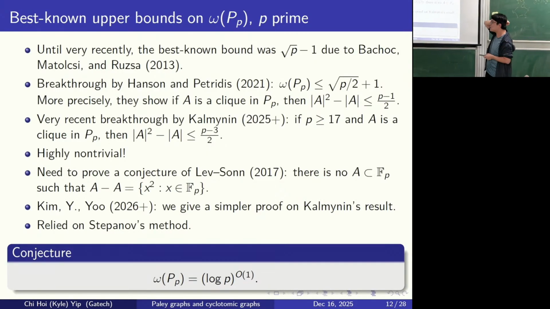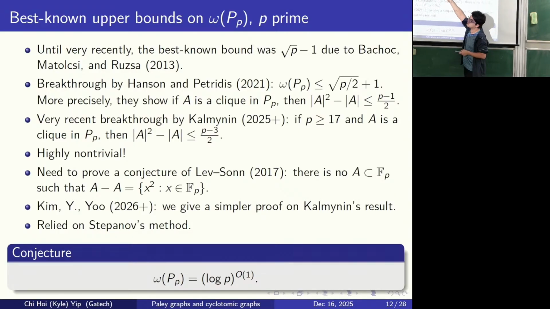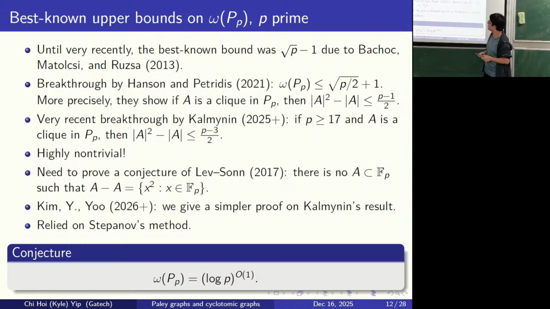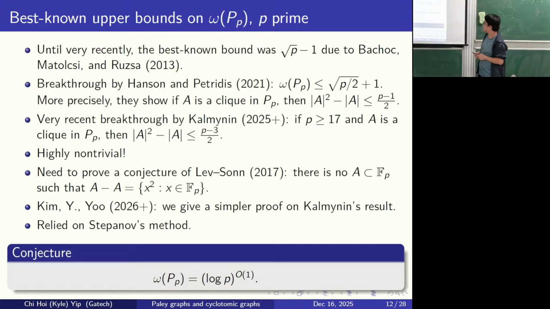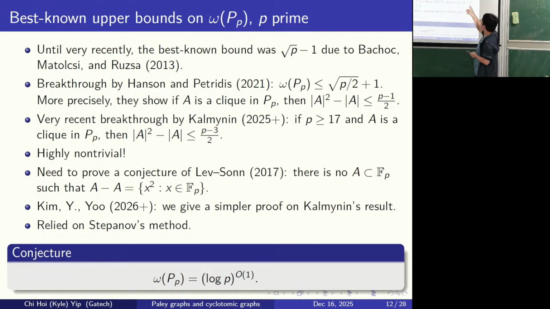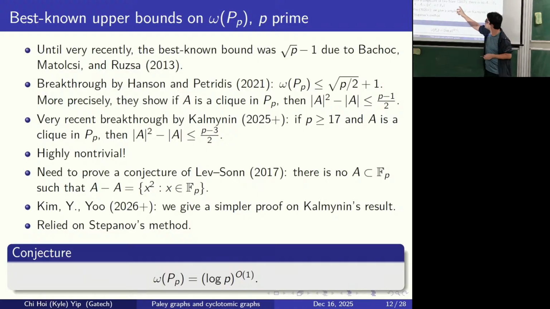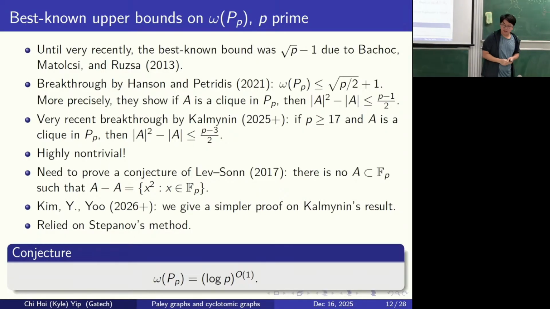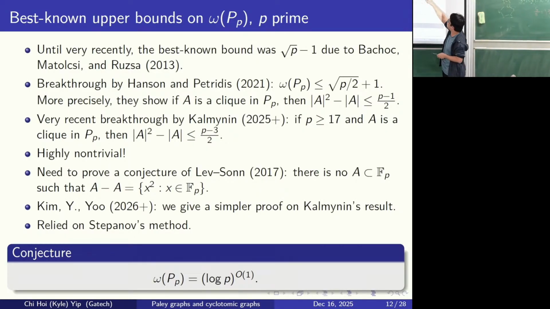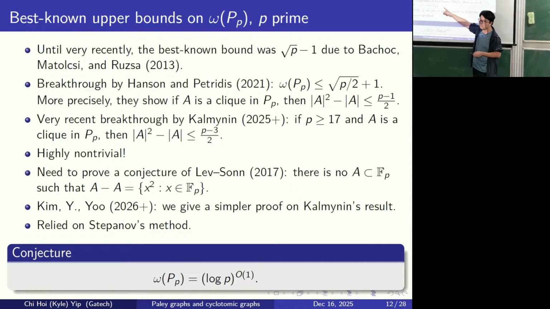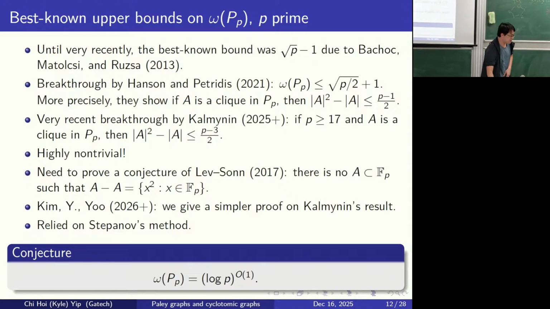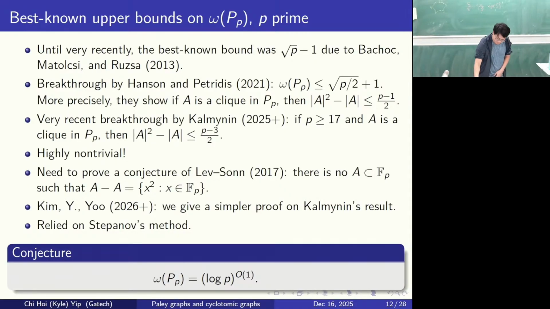The reason is that to improve this bound by 1, you need to first solve a conjecture by Sárközy, namely that there is no subset A of F_p such that A minus A is all the squares. I just want to quickly show why, to improve this bound by 1, you have to solve this conjecture first. The reason is actually quite simple.